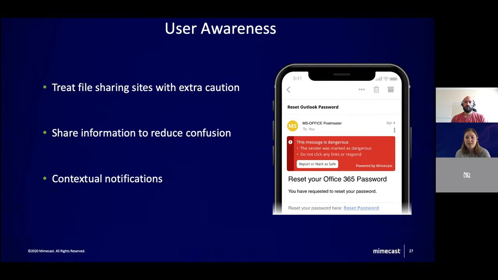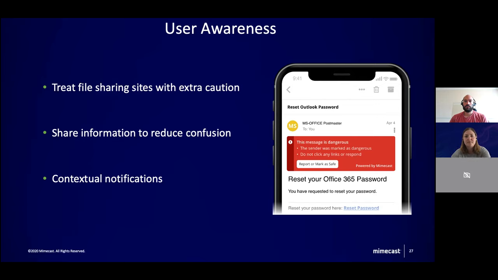And going back to the COVID example, a successful attack there, we found, really relies on the victim being confused, being unsure. They don't know what the company policy is. So they click on that link to find out. So sharing information about policies and procedures can really, really help reduce the chances of them falling for a scam like that.